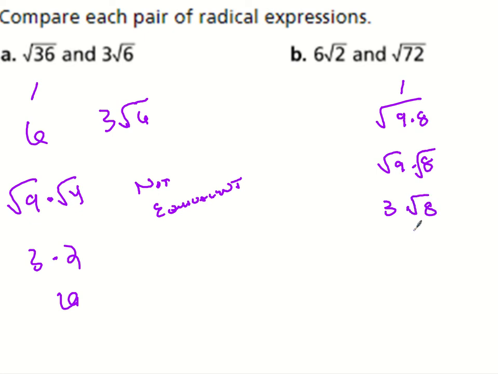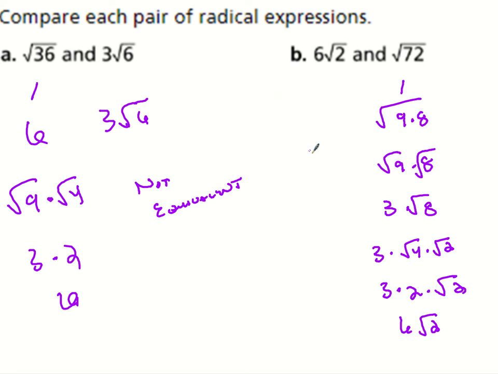But square root of 8 also has a perfect square in it as well. So this is 3 times the square root of 4 times the square root of 2, which is 3 times 2, which is 6 square root of 2.